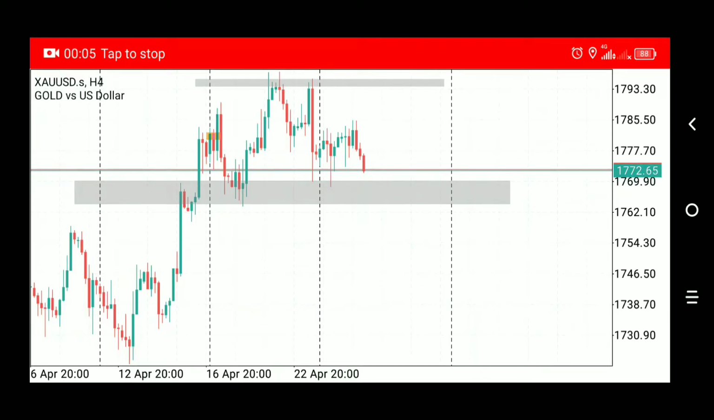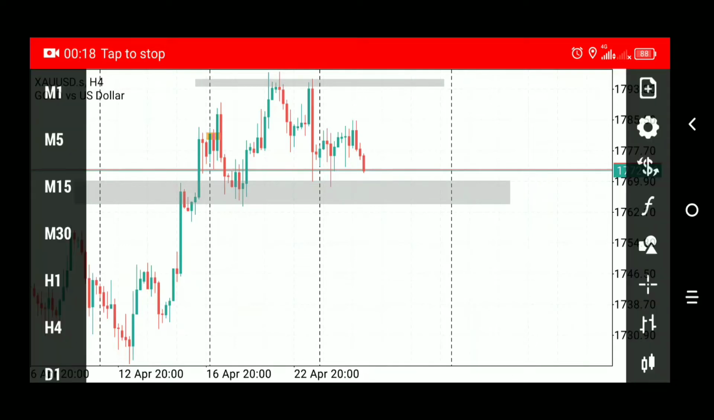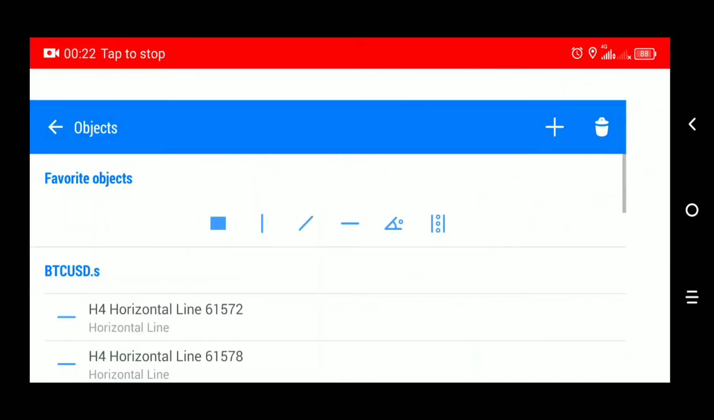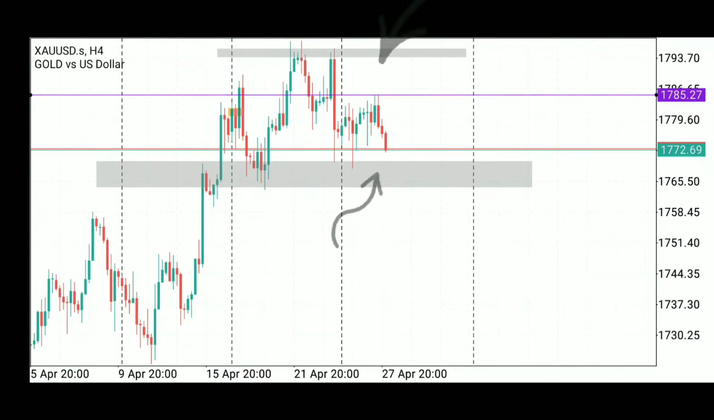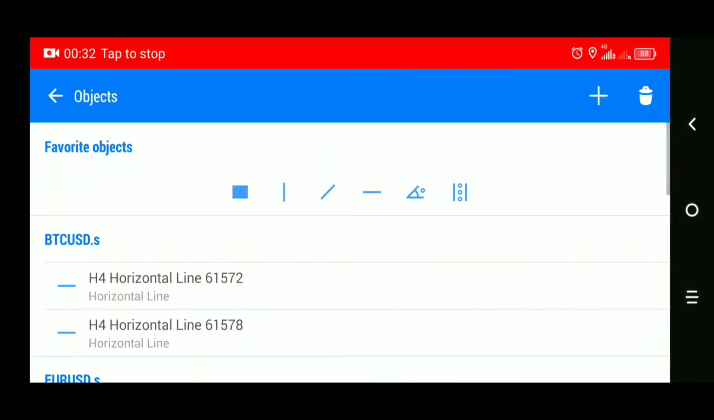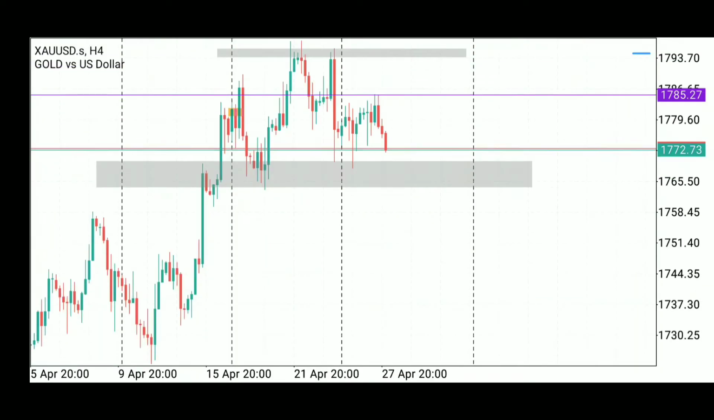Today I'm going to show you how I trade gold based on resistance line or zone and support line or zone. So today is 28th Thursday 2021. First things first, we'll look at yesterday's last two candlesticks on time frame H4.